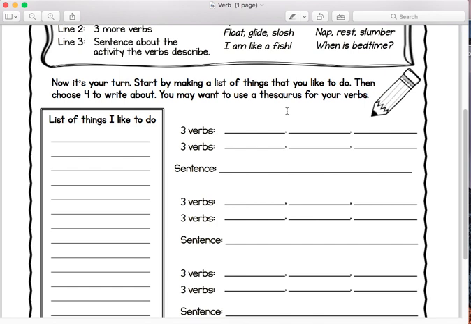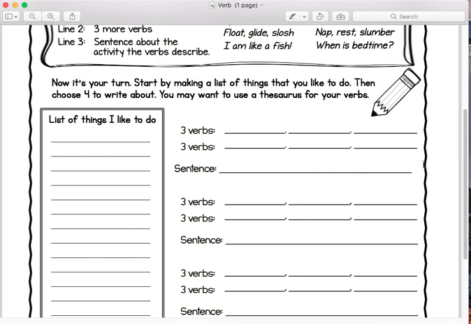Now every program on your computer like Word or even Google Docs, they have a thesaurus function where you can type in a word, you can highlight it, and then it will give you other words that mean the same thing but they're different. And that would be really a good way if you're getting stuck on finding these 3 verbs. Ask your mom and dad to help you find the thesaurus function on either your Word document or a Google Doc.